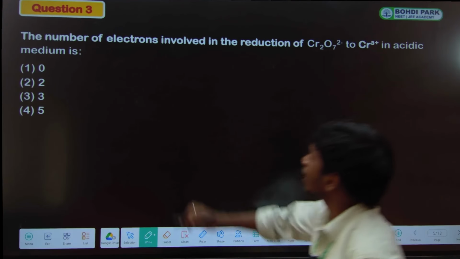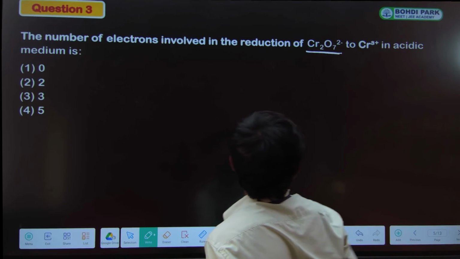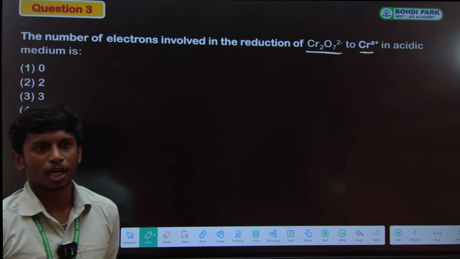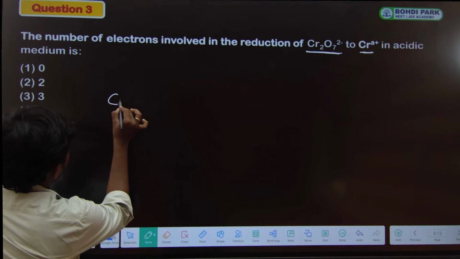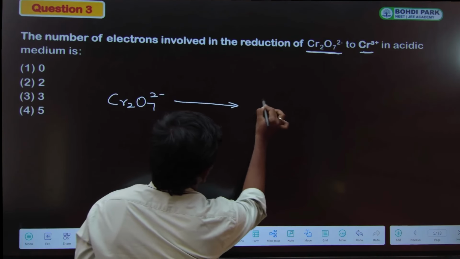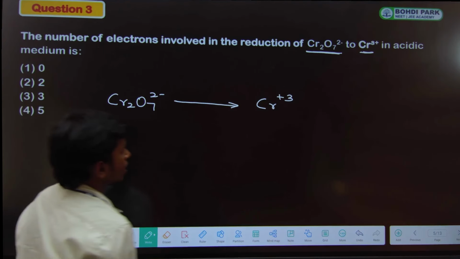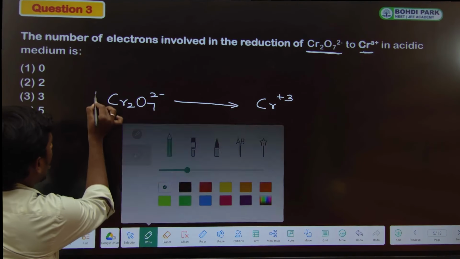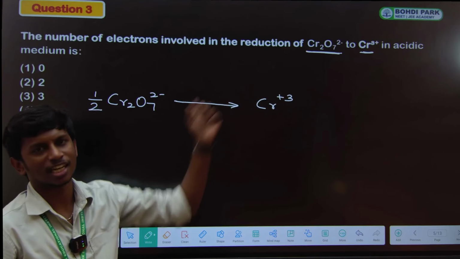Then the third question is: the number of electrons involved in reduction of Cr2O7 2- to Cr3+ in acidic medium. So we have Cr2O7 2- to Cr3+ in acidic medium. What are they asking? They are asking only for 1 Cr3+. So we have to add half here. They are asking how many electrons are needed to produce Cr3+ from half Cr2O7 2-.